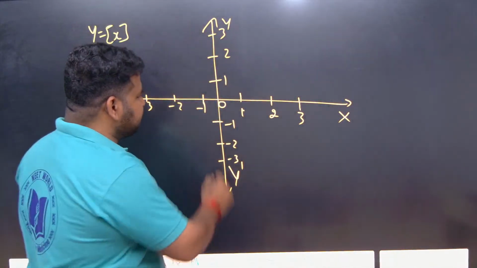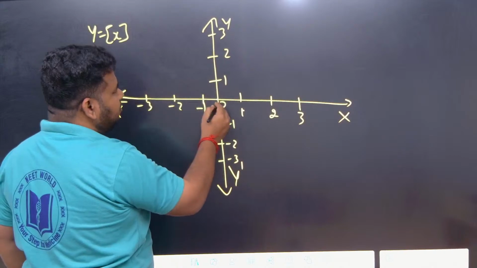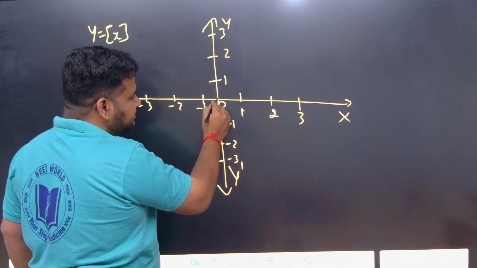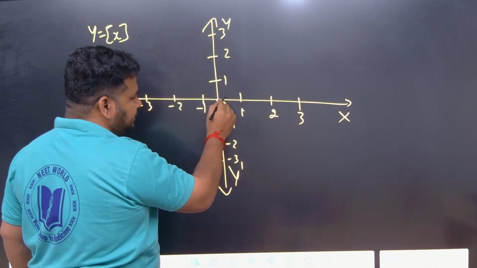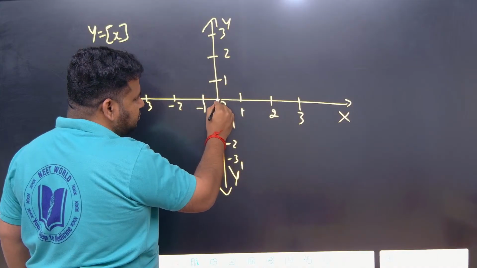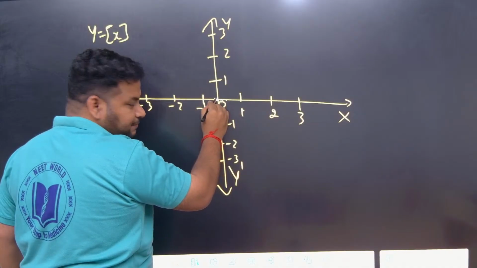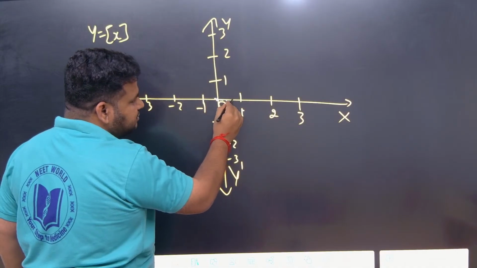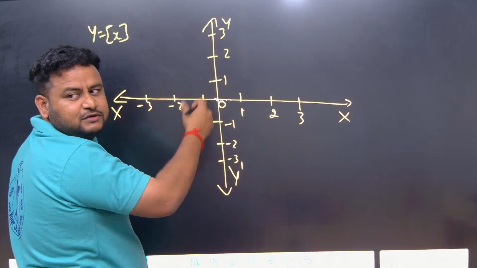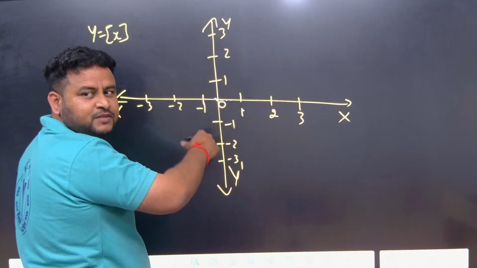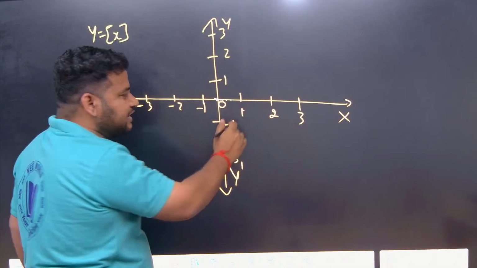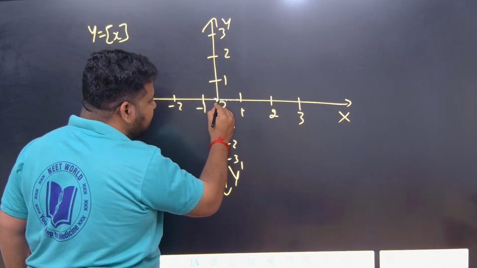See, when I put x is equal to 0, y will also become 0. If I put x is equal to 0.1, this will also be 0. If I put x is equal to 0.2, this will again be 0. If I put x is equal to 0.5, y will again be 0. If I put x is equal to 0.6, 0.8, 0.9, you will still get 0 only. So you will get the graph like this.